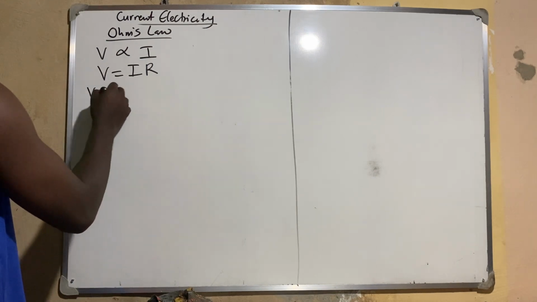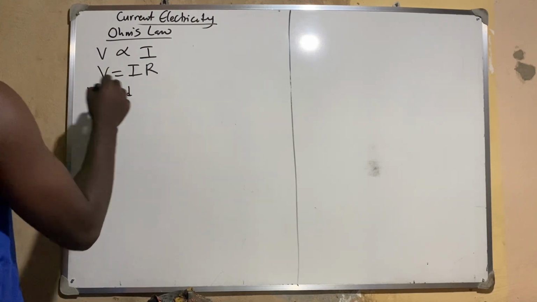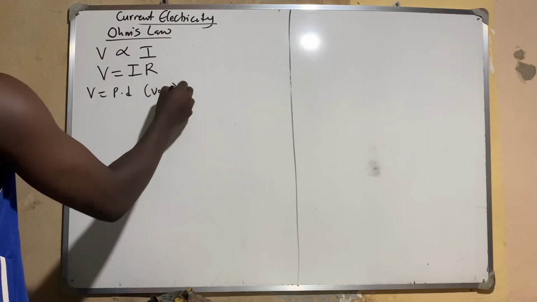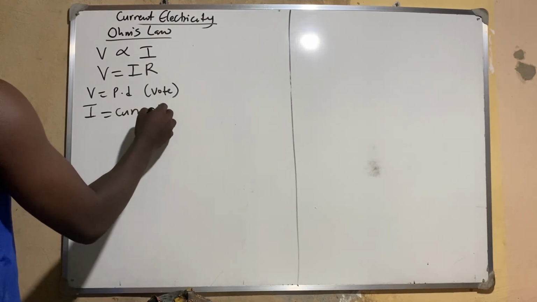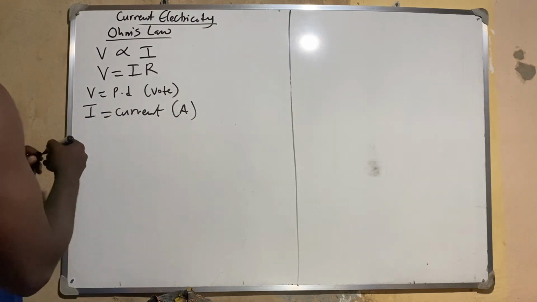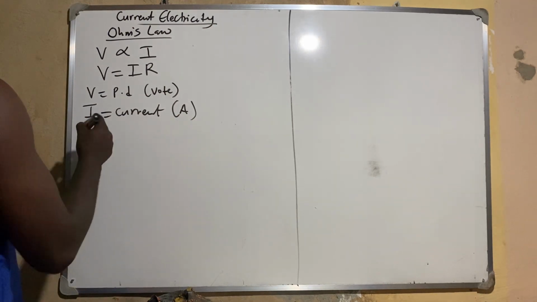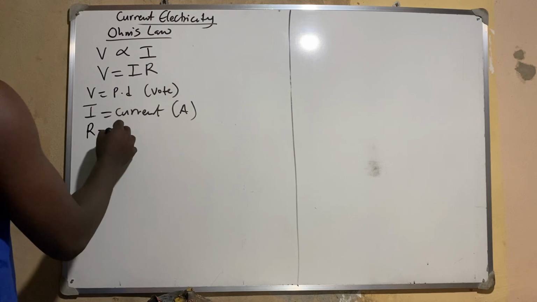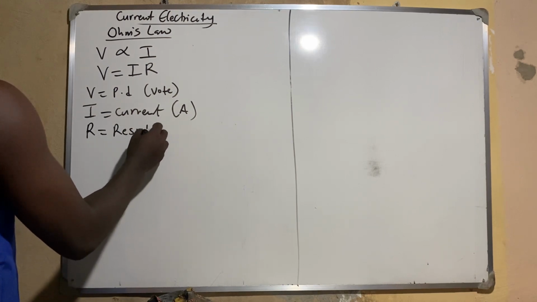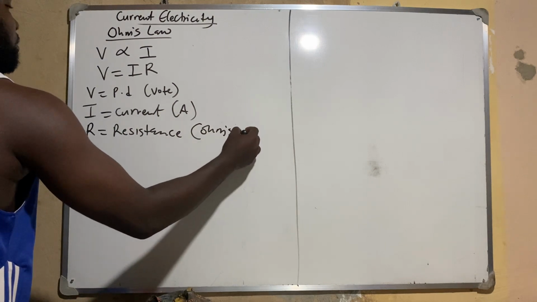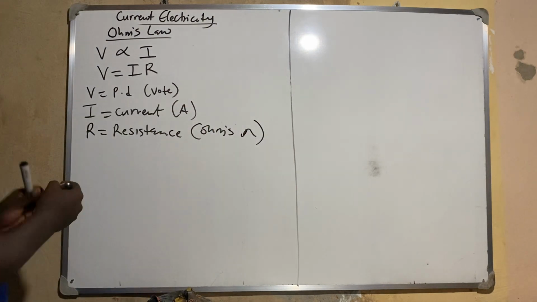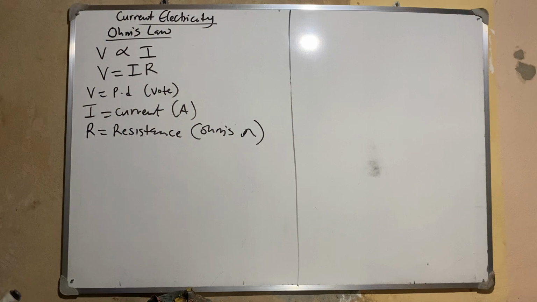So we say that V is the potential difference, measured in volts, where I is the current, measured in ampere, and R is the resistance, measured in ohms. The symbol of ohms is like this.